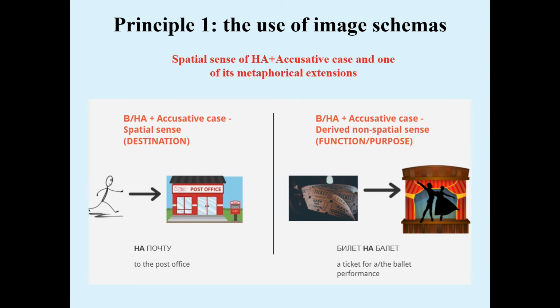The phrase that you can see on the left, на почту, to the post office, has a spatial sense and signifies a destination. In contrast, the phrase on the right, билет на балет, stands for a ticket for the ballet performance. In Russian, we use the preposition na in both cases. The reason is that the spatial sense of destination has been extended in Russian to the sense of function or purpose, and we have explained it to students in this way.